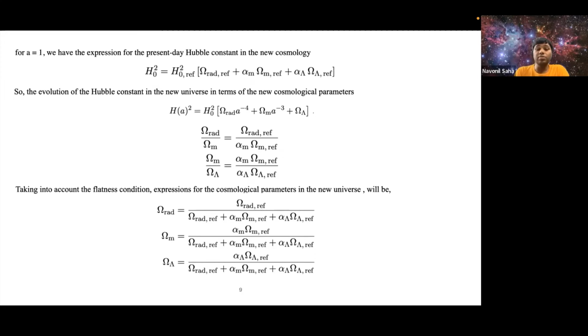Now from this, taking into account the flatness condition, the expression for the cosmological parameters in the universe can be given as follows: omega radiation equals omega radiation reference divided by omega radiation reference plus alpha m omega m reference plus alpha lambda omega lambda reference. The omega m and omega lambda can be obtained similarly.